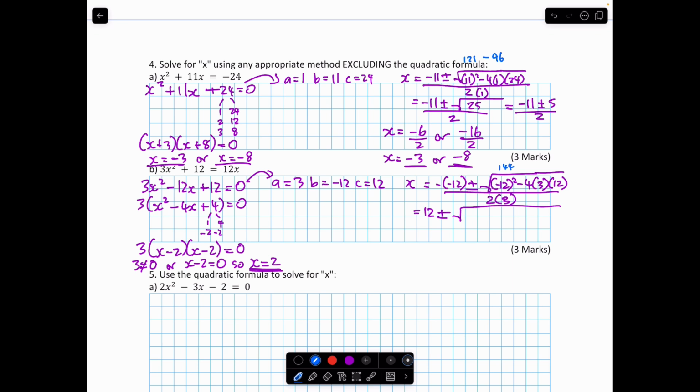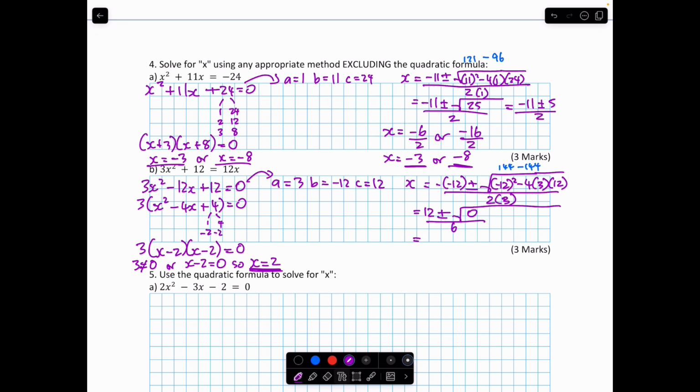Negative 4 times by 3 is negative 12, times by 12 is going to be negative 144. So that cancels down to 0 at the top. Square root of 0 over 2 times by 3, 6.